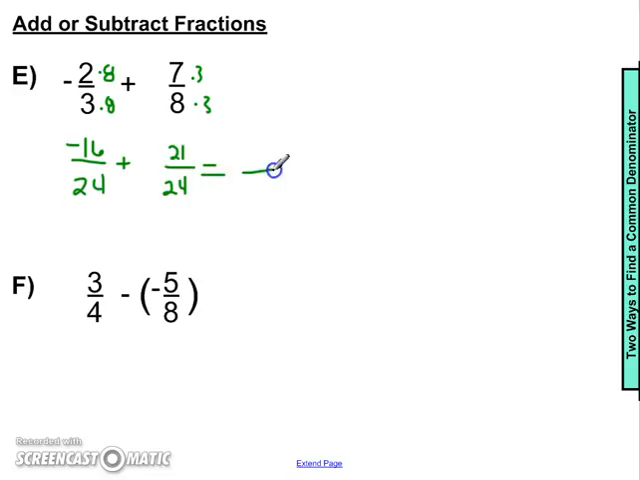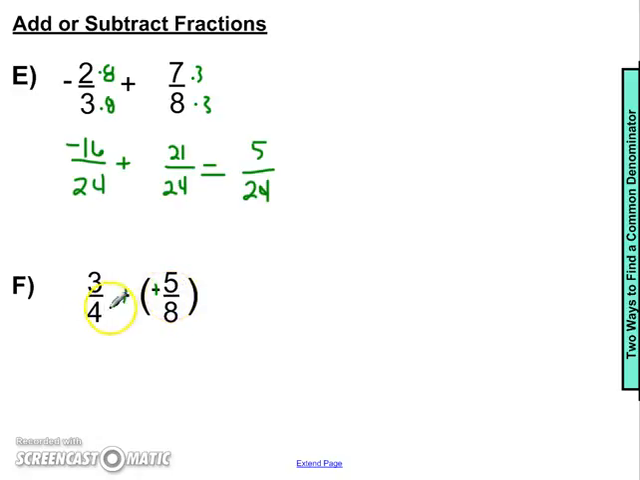And again, my denominators will stay, but because my signs are different here, I will subtract their values. So 21 minus 16 is 5. And 21 had the larger absolute value, so it will be a positive. Minus a negative is plus. Okay? Or you can add the opposite if you want to, whatever you're comfortable with. But we are going to add these two together.